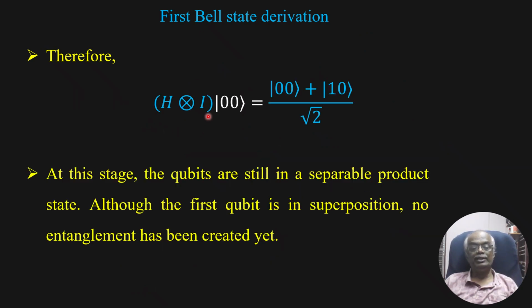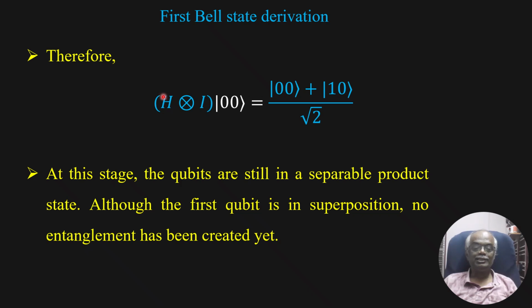Therefore, when the tensor product of H with I, that is the identity matrix, acts on |00⟩, we get (|00⟩ + |10⟩)/√2. At this stage, the qubits are still in a separable product, so you can separate it out. Although the first qubit is in a superposition state, no entanglement has been created yet.